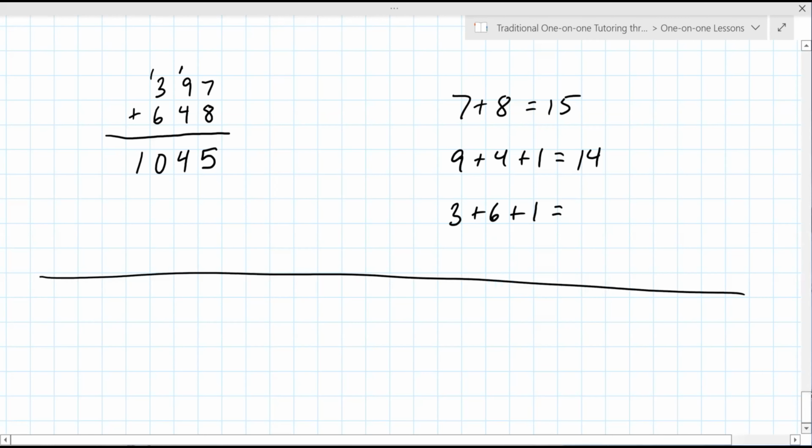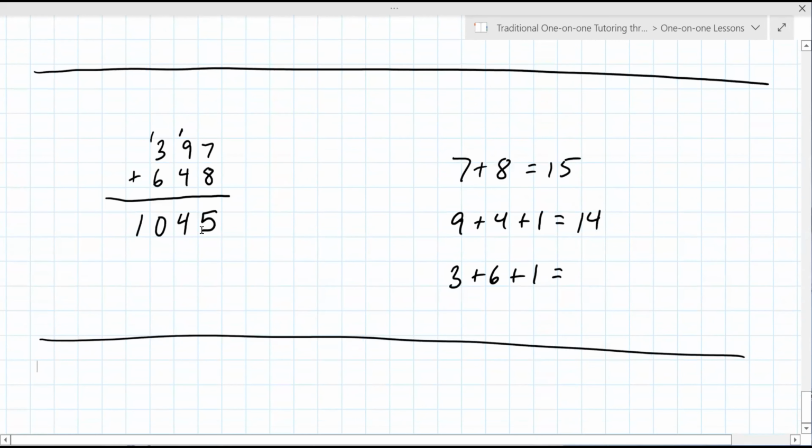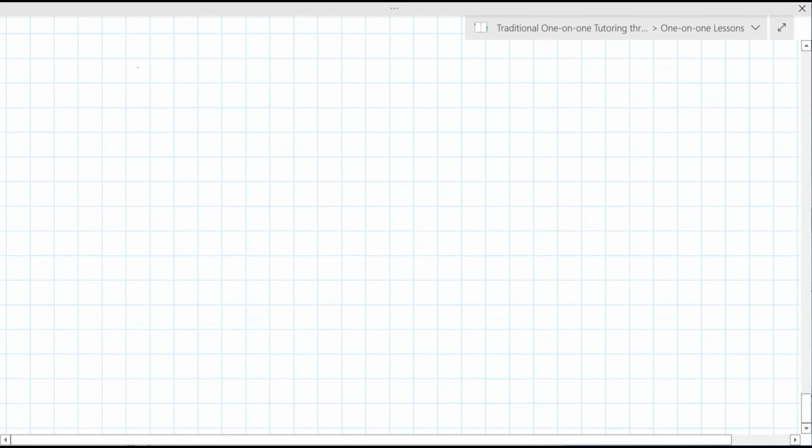Let's try another one here. Oh, did you get all this down? Sorry. Done. Okay, let's try another problem here. 968 plus 375.